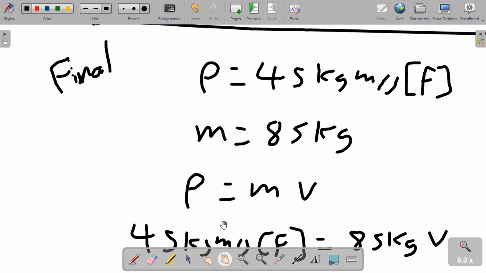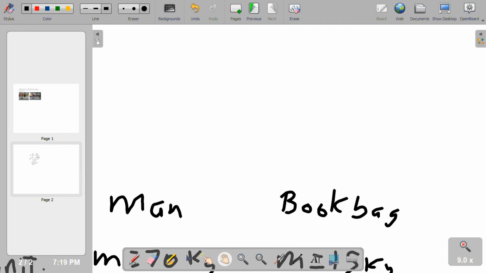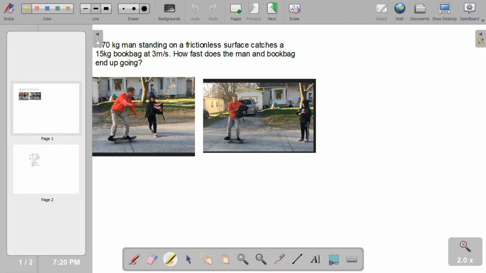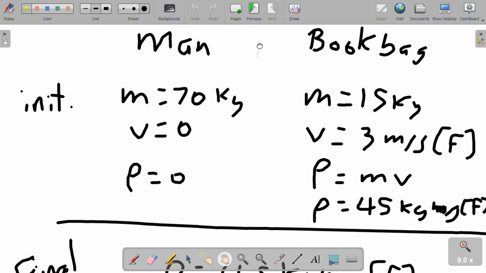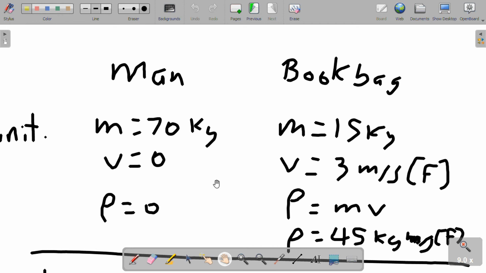So let me recap. We started out with our system initially. We have a man that's not moving, and we have a book bag that's moving at 3 meters per second forward. Afterwards, we have a man and book bag system that's moving forward at some unknown velocity. In order to find that velocity, we found the total momentum in the system. Initially, we had a man with a mass of 70 kilograms, but no velocity, and a book bag with a mass of 15 kilograms and a forward velocity of 3 meters per second. The momentum of the book bag was the product of mass times velocity. So 15 times 3, it was 45 kilogram meters per second forward.